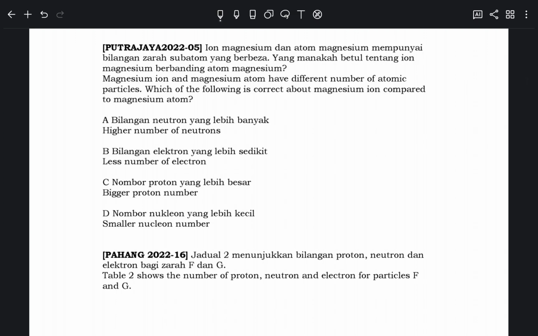Okay, so same question. Magnesium ion and magnesium atom have different atomic particles. Which is correct for magnesium ion compared to magnesium atom? So could they disturb neutron? No, cannot. Can they disturb proton? Cannot. Why? Because whether in atom or ion, proton and neutron will sit inside the nucleus. No one can touch them. The effect is only for electron. So the correct answer is B.